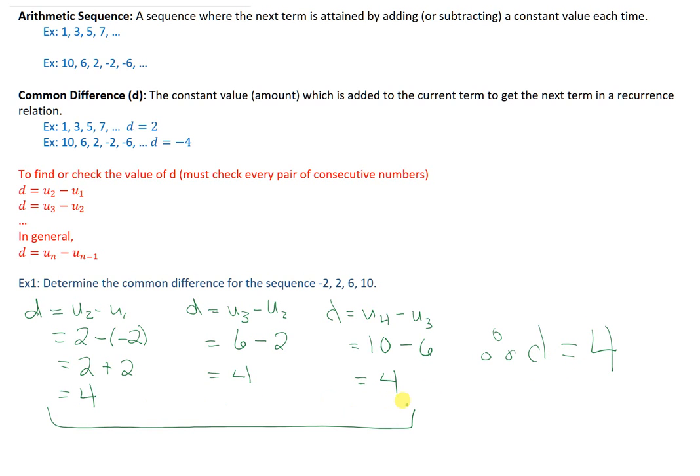If any of them were different, d doesn't exist because it's not an arithmetic sequence. So all of them have to be the same in order to be able to state a value for d. Okay? So that's the basic gist of what an arithmetic sequence is and what the common difference is. In another video, we'll take a look at how to use these in a recurrence relation.